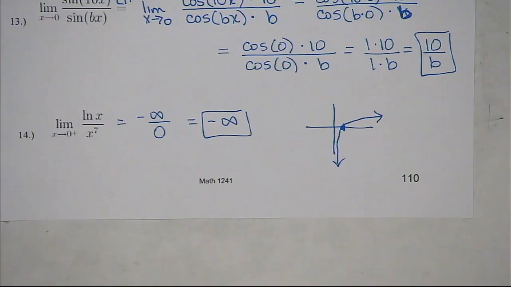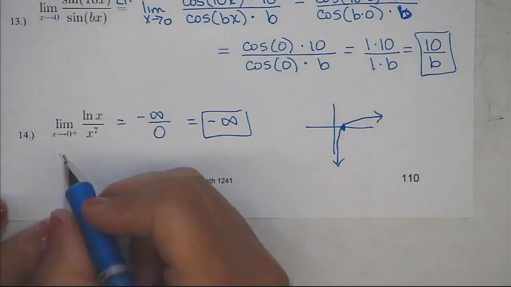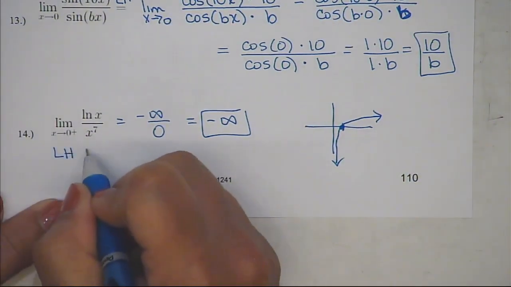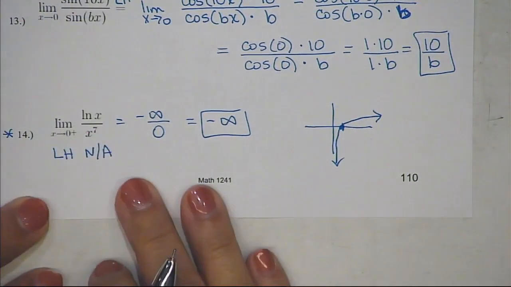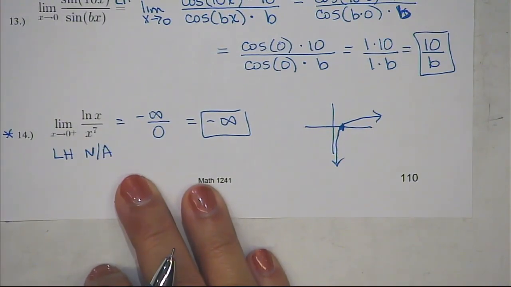You could always graph these. A lot of these are on the calculator part of your test, so you can use your calculator. But that one you can't use. So again, L'Hopital's rule, not applicable. Okay, we did not get 0 over 0 or infinity over infinity.